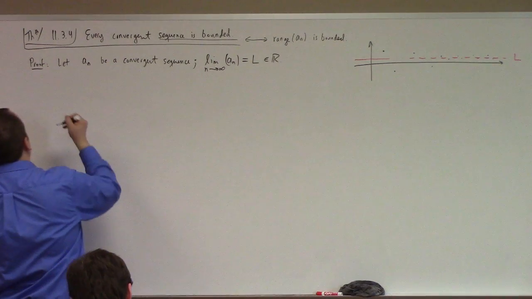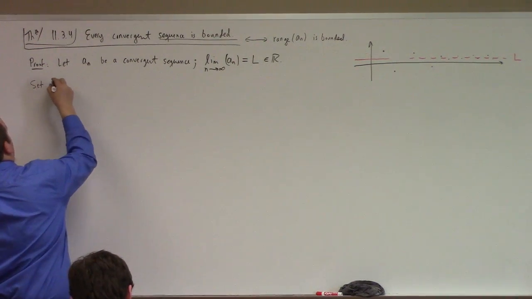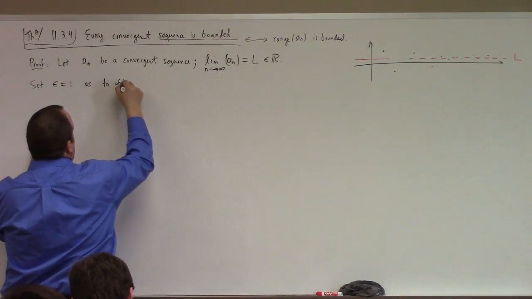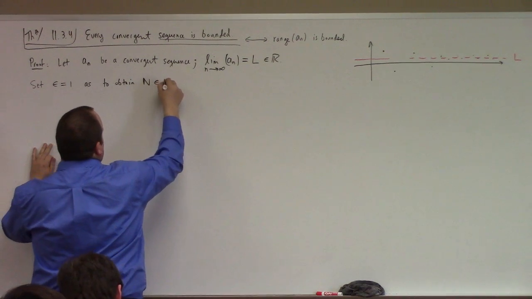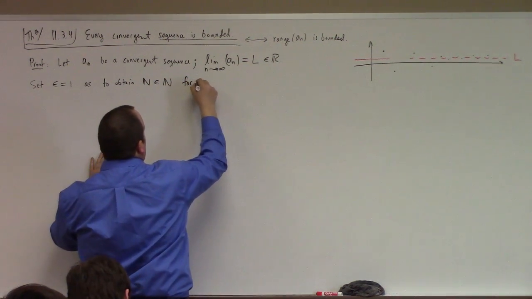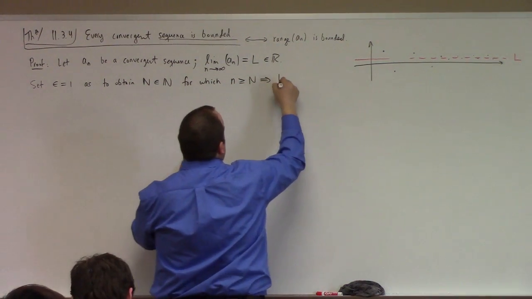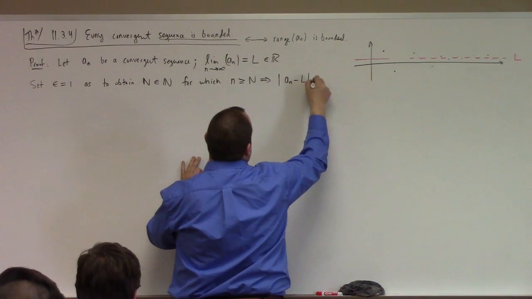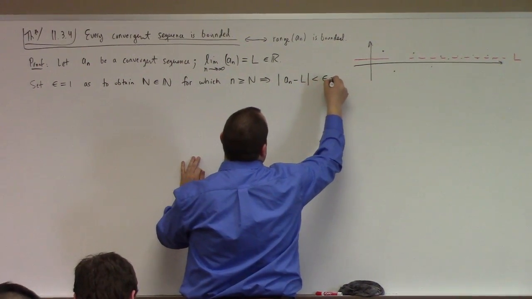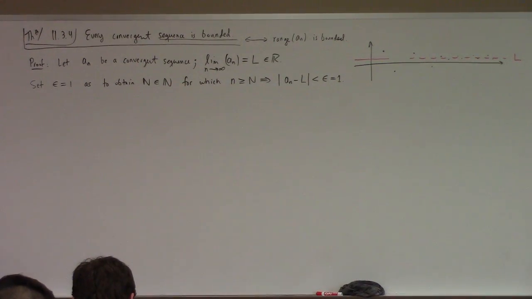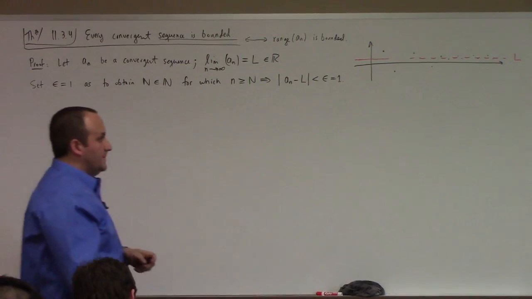So we can just set epsilon equal to 1 to obtain capital N in the natural numbers, for which if little n is greater than or equal to N, that implies the absolute value of A sub n minus L is less than epsilon, which, by the way, is equal to 1. That limit existing means it's true for all epsilon greater than 0, so I can select some N. In particular, it's true for epsilon equals 1.